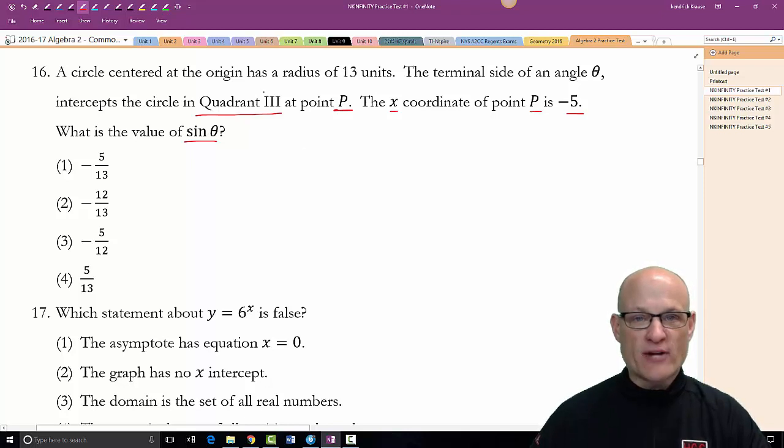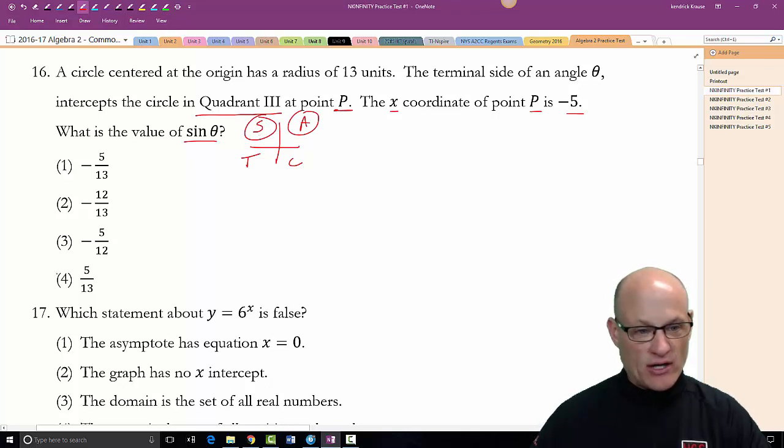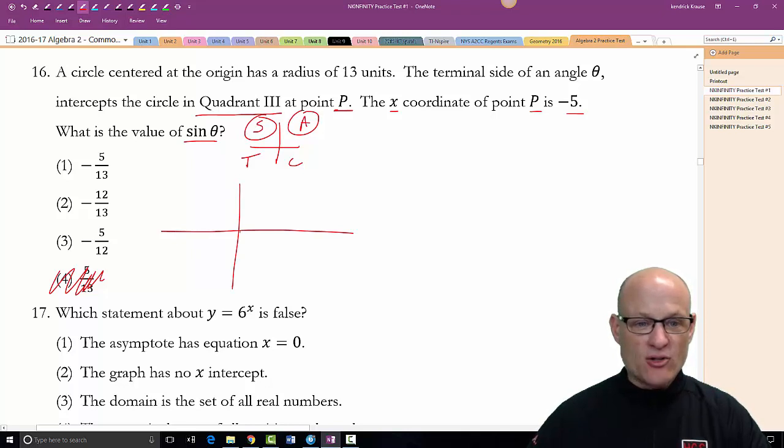One is we're in quadrant 3. And if you remember, all students take calculus, or however you remember it, sine is only positive here and here. So I know sine is negative in that quadrant. So at least I can get rid of that one based on that information. My angle terminates in quadrant 3.